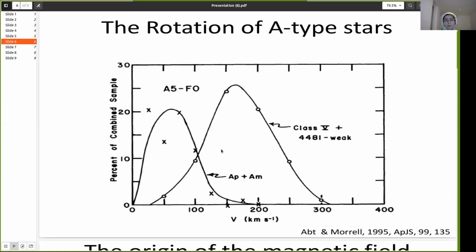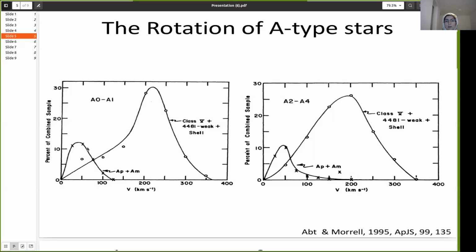Also in here, we see the rotation of A5 to F0 type stars and CP stars. This is for CP stars that are binary stars. For binary CP stars, we have more rotation than the single CP stars.